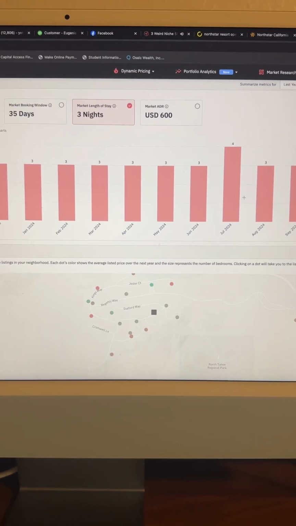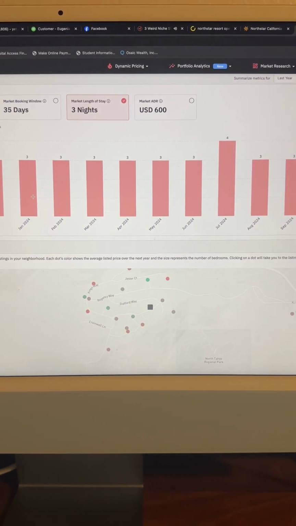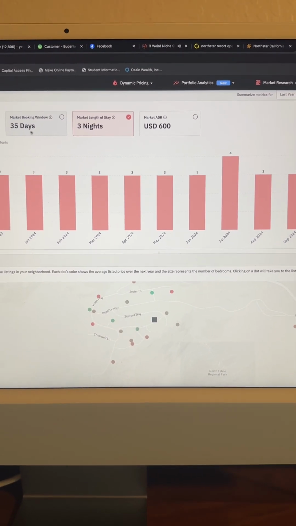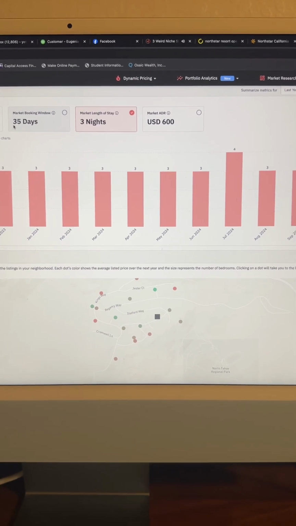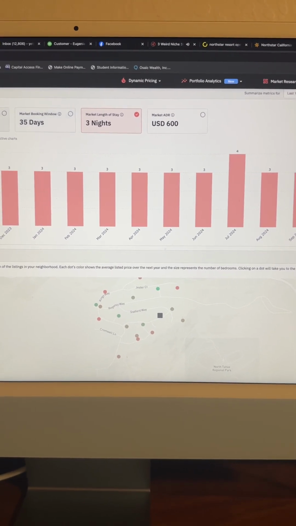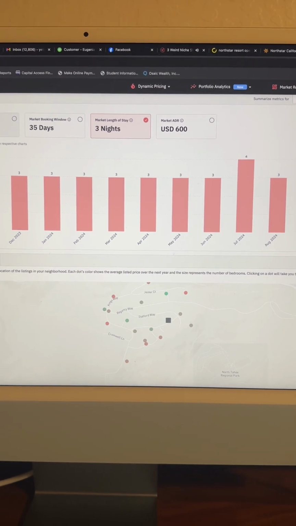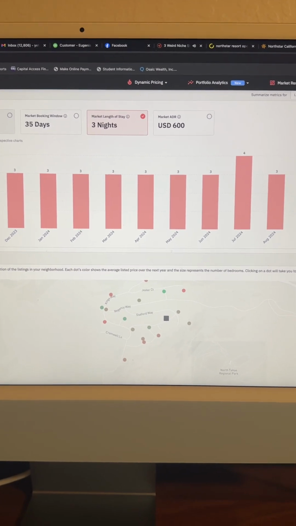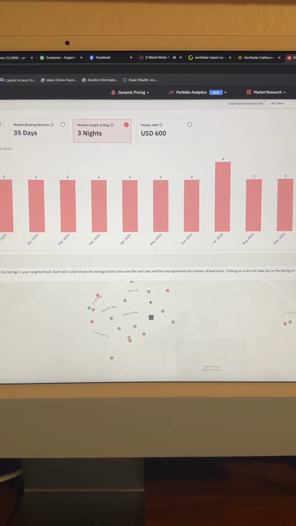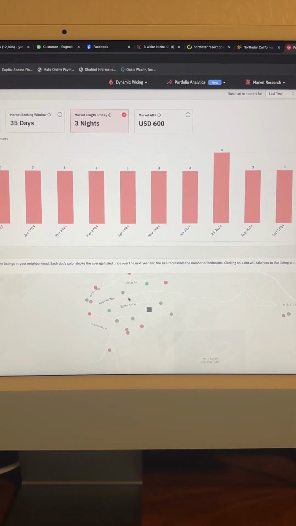The average stay in your area is 3 nights. Bookings before arrival are 35 days out. And your market occupancy is right around 47%. When you factor in all of these rentals, they're 47% full year-round.